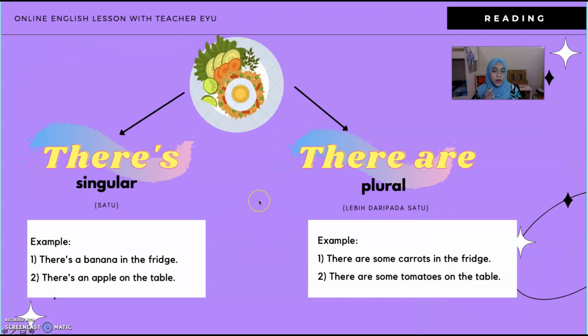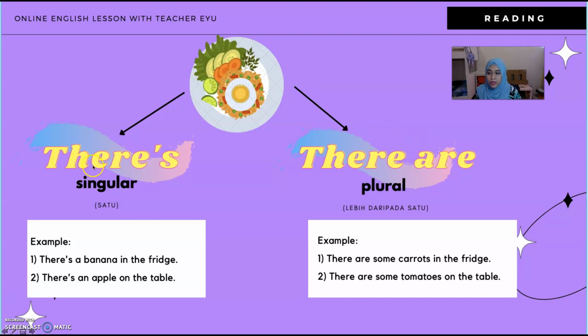Okay, so basically in our lesson today we are going to learn two things. Okay, first is there's. Okay, follow me, ikut teacher. There's. Okay, number 2 is there are. There's, there are. Boleh sebut tak? Okay, there's, there are. Okay, so what is the difference? Apa bezanya there's dengan there are? Okay, kita pergi there's dulu.